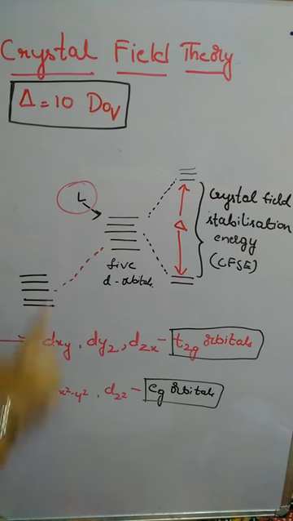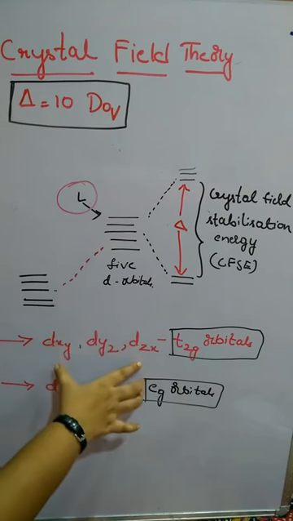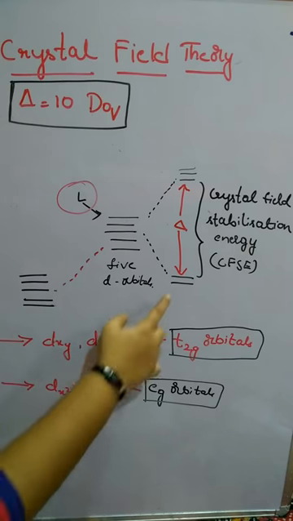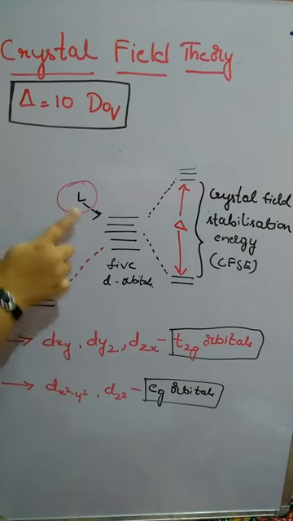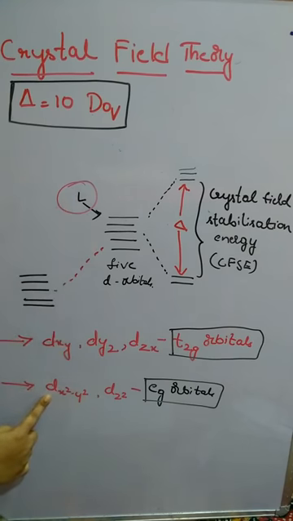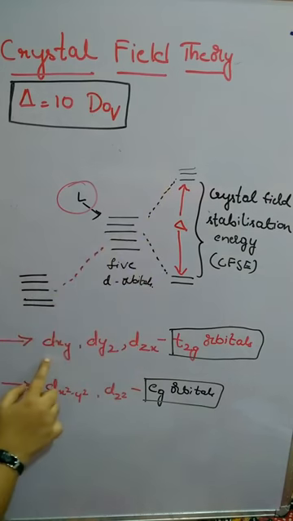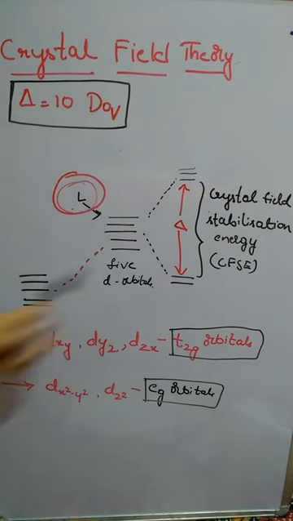So if it is similar to this one, then these will be experiencing more repulsion. At that time, the energy is going to be raised. And this will be experiencing less repulsion, so it will be at this point. If the ligand orientation and the orbital orientation are similar, then these orbitals will experience more repulsion and be raised up in energy, and this will experience less. So the splitting is completely based on the ligand, and the ligand alone is responsible for this splitting.